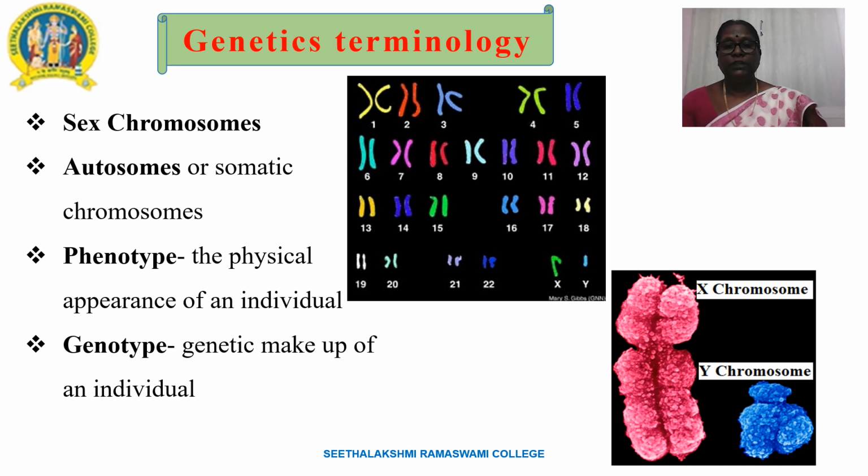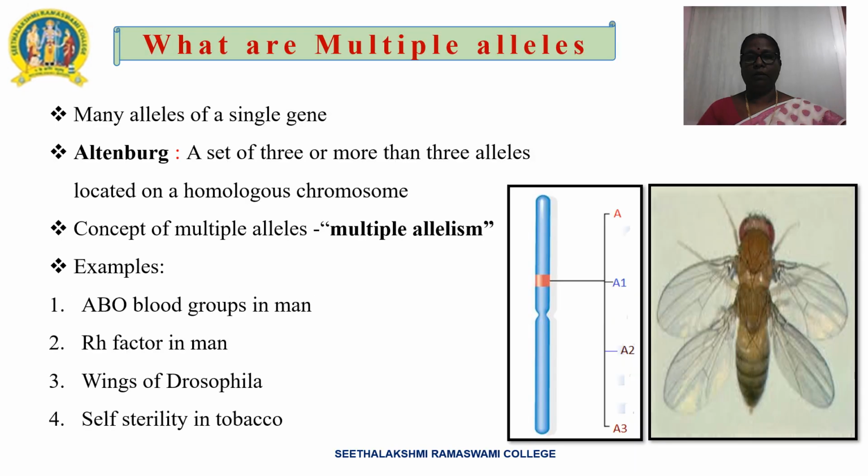Phenotype. The physical appearance of an individual is called phenotype. Genotype. The genetic makeup of an individual is called genotype. Let us enter into the topic, multiple alleles. What are multiple alleles? Usually a single gene has only two alleles, but here there are 3 or 4 alleles present in a single gene.